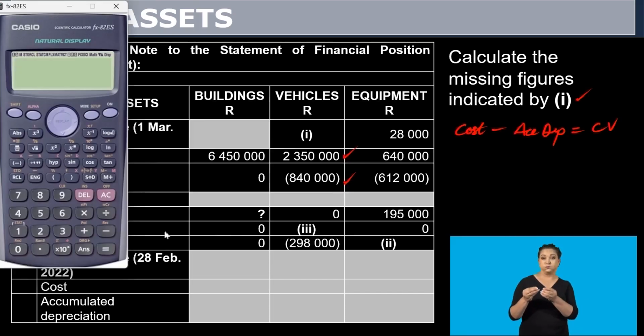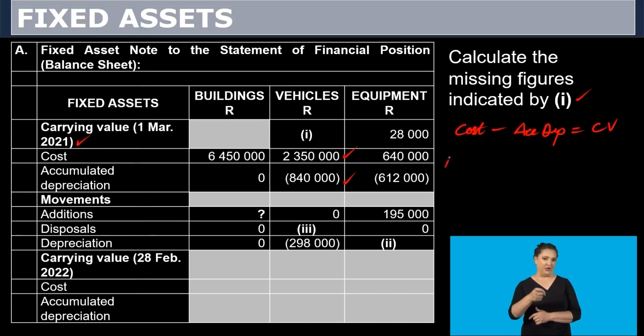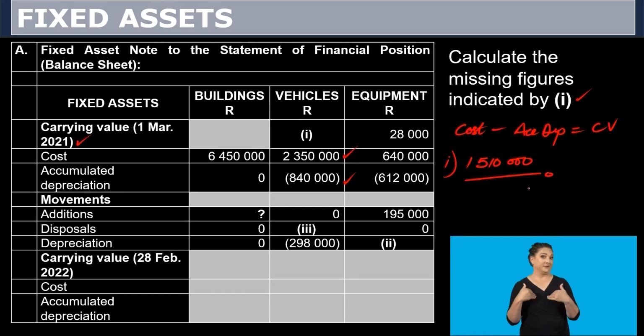So let's have our calculator. So we say 2,350,000. Then we subtract 840,000. It will give us 1,510,000. So the answer to number 1 becomes 1,510,000. That becomes my carrying value at the beginning of the year.